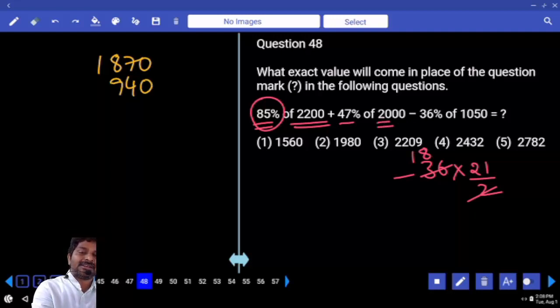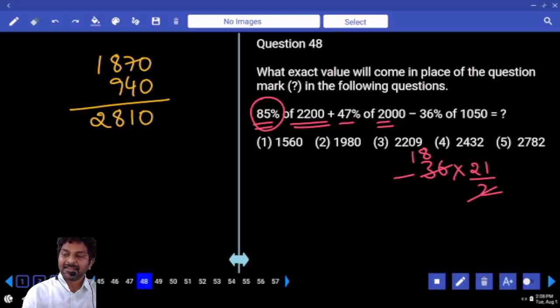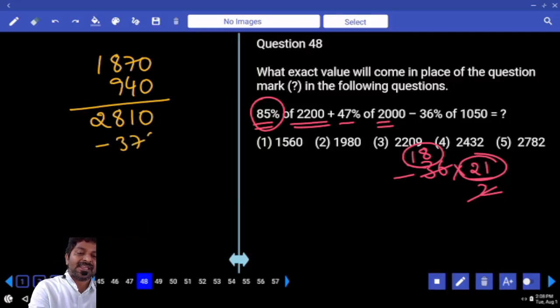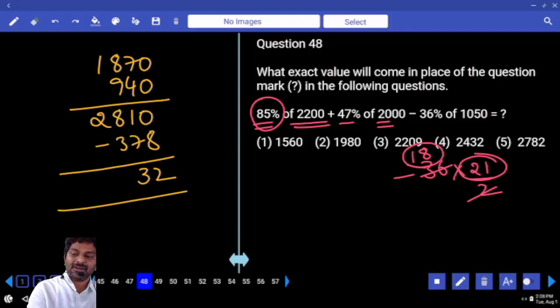94 and then 0. So far we have 28, 10. Correct? And the negative number is 18, 21 times only. 21 times. Can I take 20 times plus 1 time? 20 times is 360 plus 18, 378. 10 minus 78. Answer ends with 32. How many? Only one. Followed?